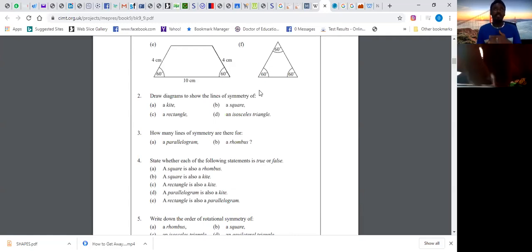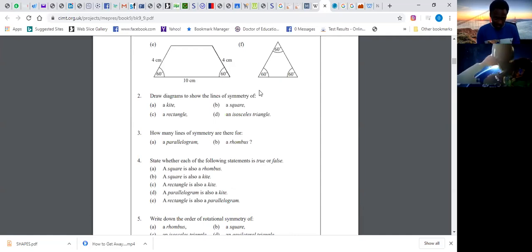It does not mean that you just need to go to any middle you see and then draw a line. First, if you divide it into two equal halves, that line must divide the shape into two equal halves in such a way that one side will be equal to the other side. Okay? So do not forget, you are going to snap the whole of number 2 and then send it to me.